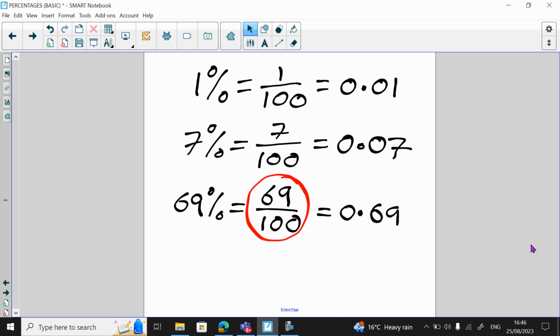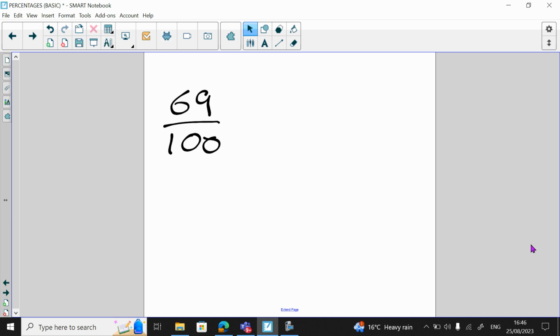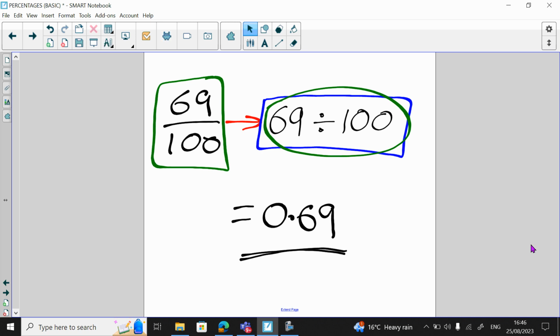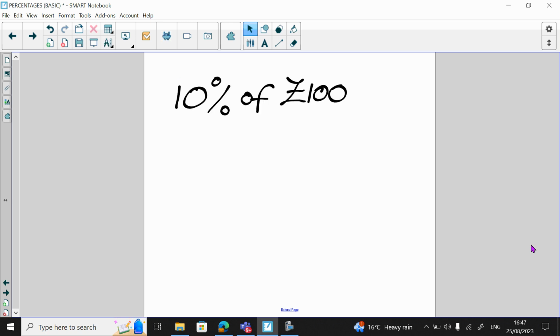So I'm going to pick one of these. I'm going to pick 69%, so it's 69 over 100. That was 69%, which is really 69 divided by 100. So that's what I've done there. Calculator or brain will tell you that is 0.69. That's fine. So fraction to divide to calculate an answer, or brain answer. Fine.